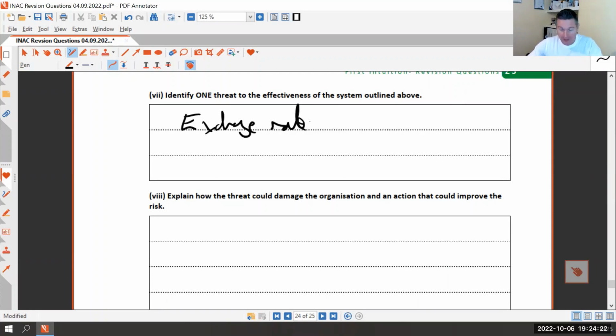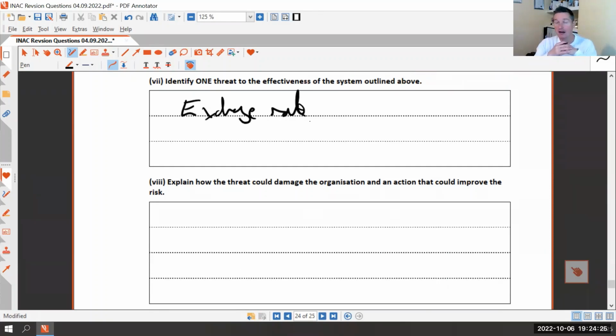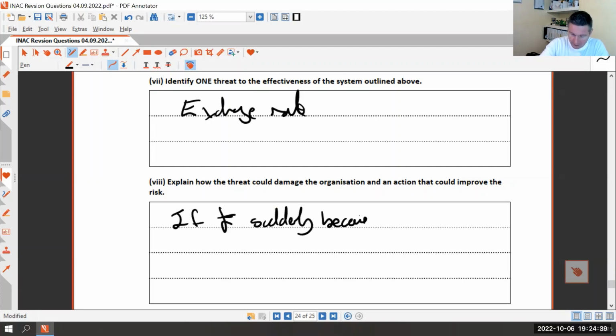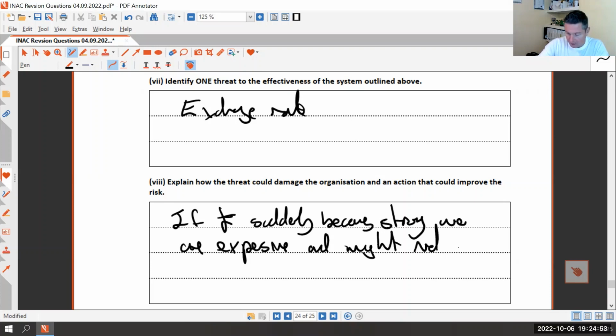So what threat could damage your organization? As I said before, if the exchange rate changes and the pound gets really strong, we suddenly... put it in proper sentences. If the pound becomes strong, we are expensive and might not sell anything. Now we've been asked for an action that could improve the risk.